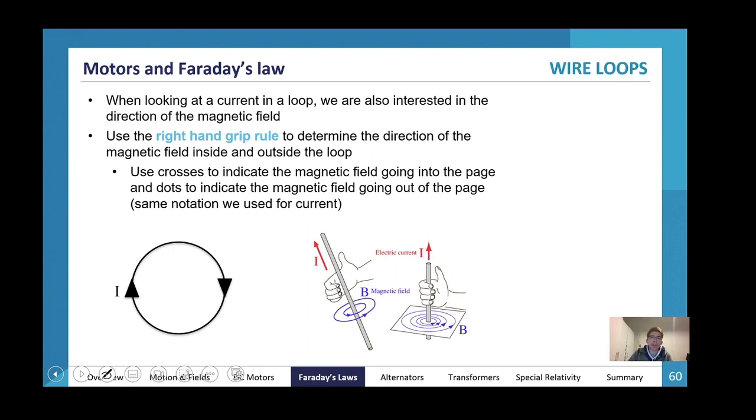How about when looking at current in a loop? Well, we are also interested in the direction of the magnetic field. Using the right-hand grip rule to determine the direction of the magnetic field inside and outside of the loop. We use crosses to indicate the magnetic field going into the page and dots to indicate the magnetic field going out of the page. So if current is going upwards here, we use our thumb going up, and our fingers will be curling towards us. That means that you use dots to indicate things are going out of the page and X's to indicate that things are going into the page, inside the loop in this case.